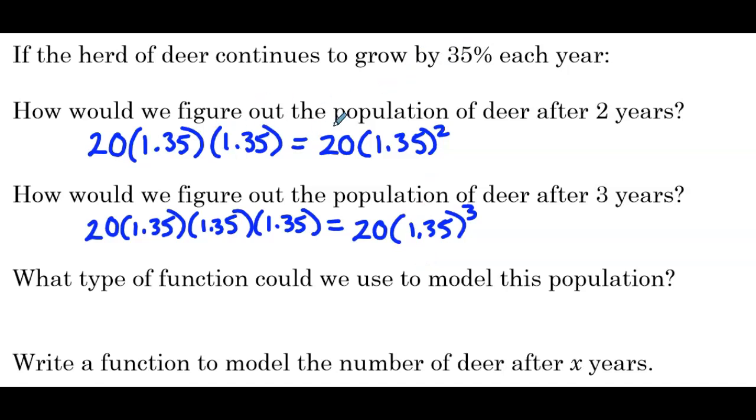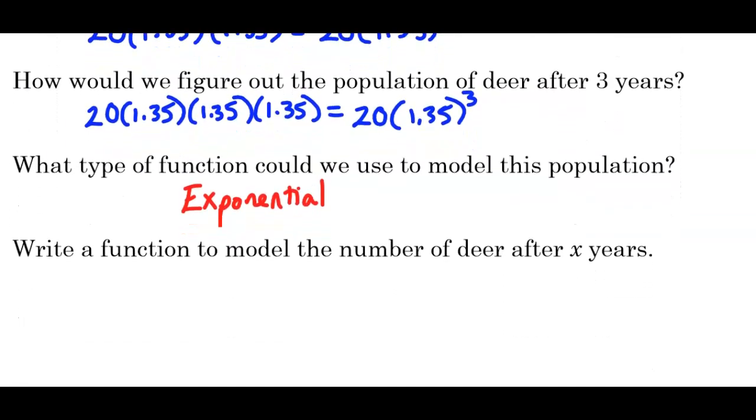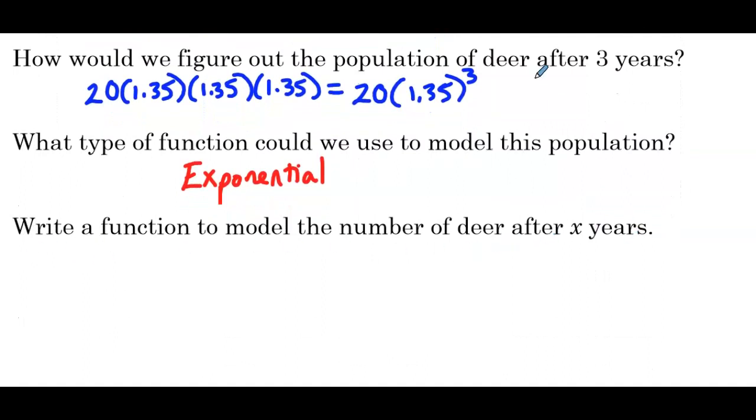Okay, so we have repeated multiplication to figure out the population from year to year, which we can condense with an exponent. So what type of function could we use to model this population? Well, an exponential function, as we discussed earlier. Now write a function to model the number of deer after x years. So that means we'd be multiplying 20 by 1.35 x times. So we can write our function as 20 times 1.35 to the x.